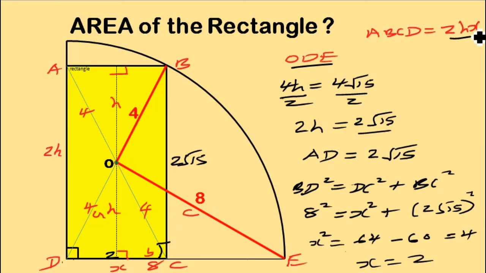So we found 2h and x. So why don't we now get the area of the rectangle? The area of the rectangle is as simple as doing the substitution. The area of the rectangle ABCD is 2h times x, and 2h, the length AD, which we found is 2 root 15. Then it is times x, which is the width DC, and that x we found is 2. So it is 2 root 15 times 2. You get the area of the yellow rectangle to be 2 times 2 is 4 root 15.